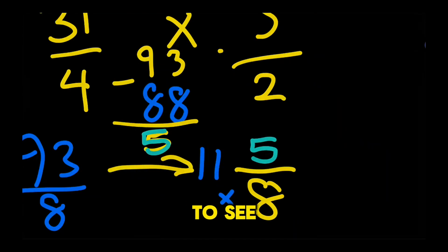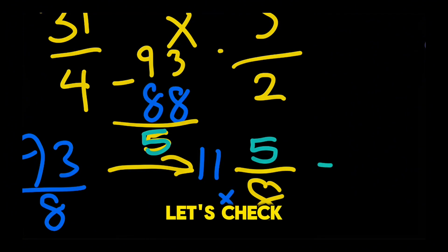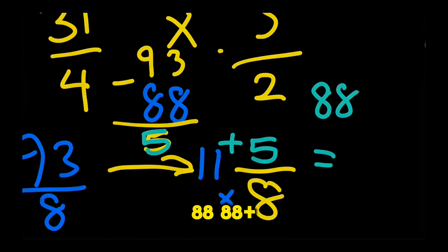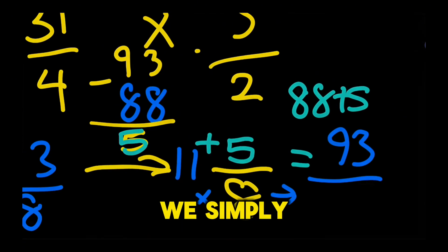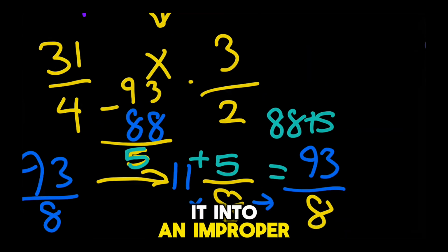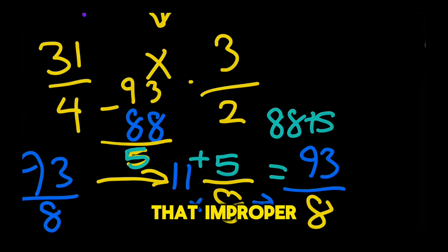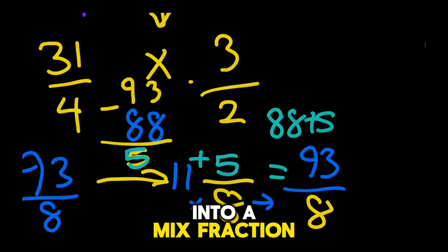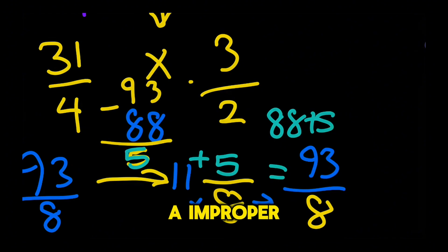We can always check to see if our mixed fraction is correct because it can be reconverted into an improper fraction. Let's check it. 8 multiplied by 11 is 88. 88 plus 5 is 93. This will be our numerator. And for our denominator, we simply retain the denominator. And so we would have converted it into an improper fraction, multiplied them, reconverted that improper fraction back into a mixed fraction, and then converted that mixed fraction into an improper fraction just to double check our answer.